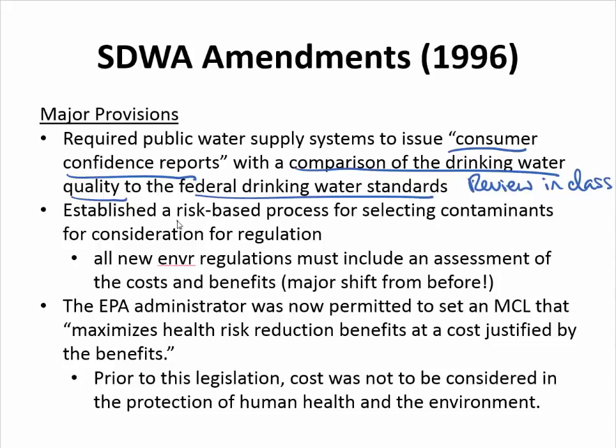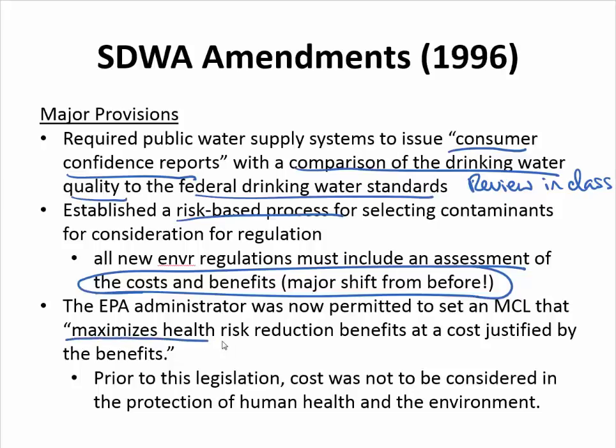It also established the risk-based process for selecting contaminants for regulation. All new environmental regulations after this point must include an assessment of the costs and benefits. This is what we have already learned, and this was enacted in the 1990s. The specific language is that the EPA administrator must maximize health risk reduction benefits at a cost justified by those benefits. Prior to this legislation, cost was not considered in the setting of limits, but afterward, that balancing of cost and benefits has been standard.